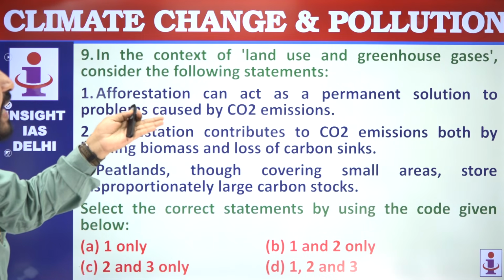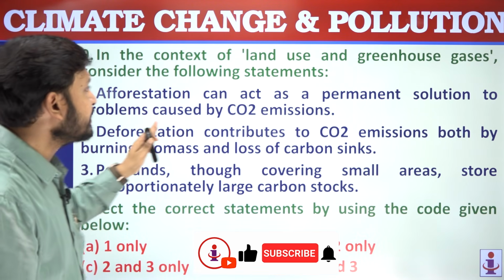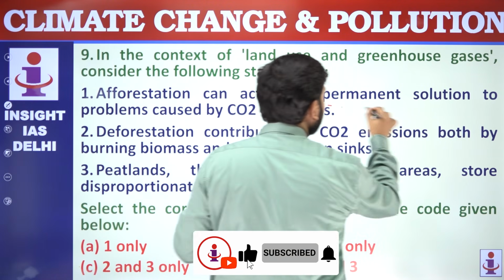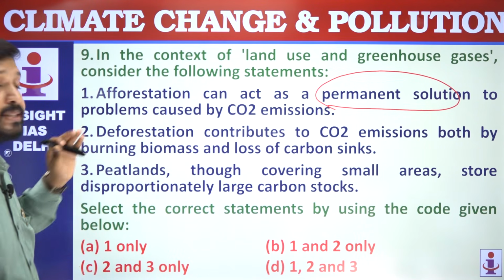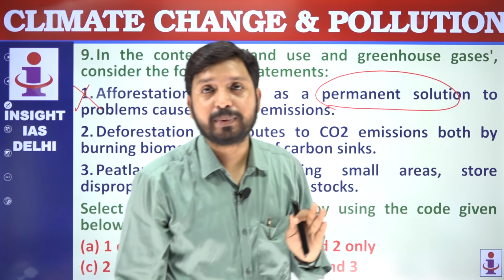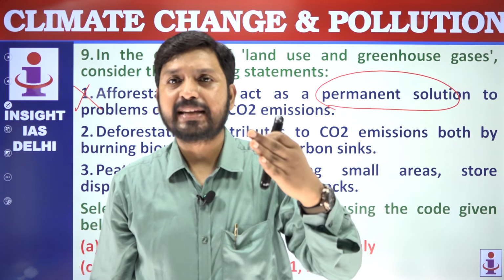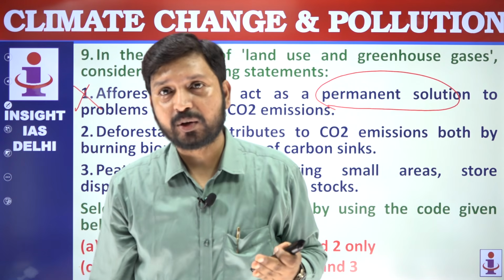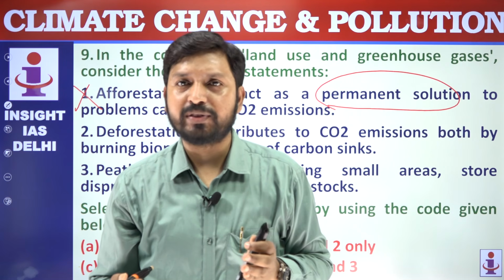In the context of land use and greenhouse gases, consider the following statements. Afforestation can act as a permanent solution to the problems caused by CO2 emissions. This is a wrong statement, because afforestation cannot act as a permanent solution. See, you have done some afforestation, so forest cover has been increased. That is a good aspect, because it will try to capture some of the carbon dioxide that is there in the atmosphere.